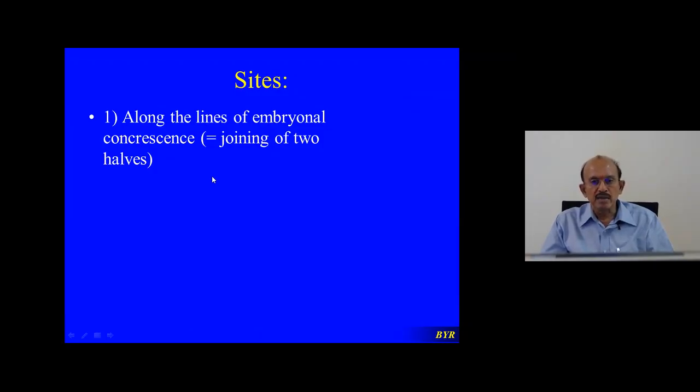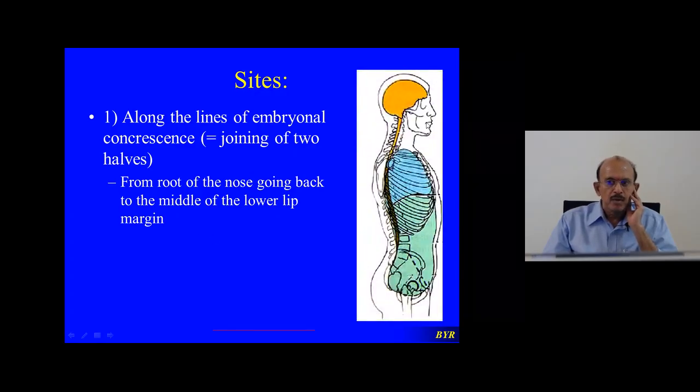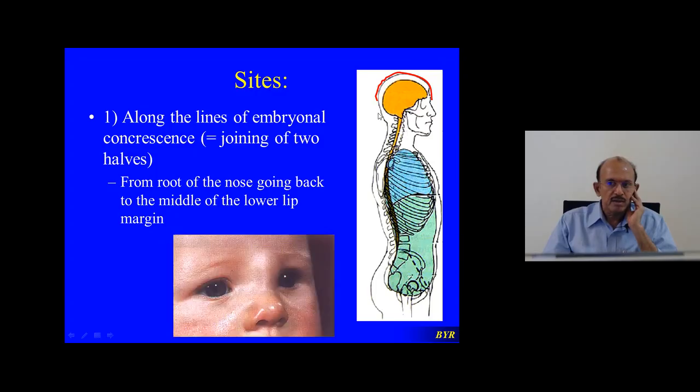So where can the dermoids occur? Along the lines of embryonal concrescence. Concrescence means joining of two halves. So this line of embryonal fusion goes from the root of the nose, going back to the middle of the lower lip. So it starts from the root of the nose. Then it goes backwards. So it again comes like this.